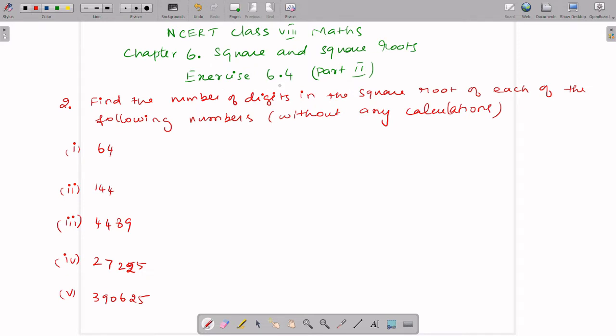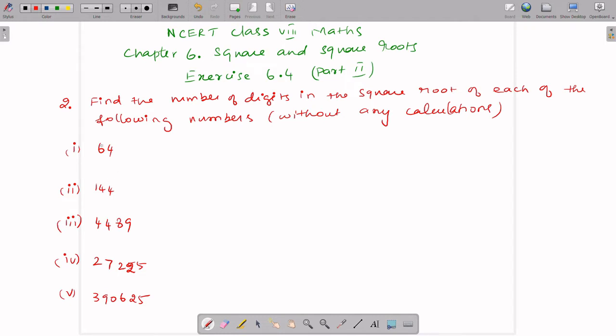Exercise 6.4, second problem. Find the number of digits in the square root of each of the following numbers without any calculations. That is, without using the prime factorization method or the long division method. Without using any of these calculations, we have to find the square root of these numbers. We have two methods for that. The already known method I'll give you first, with numbers like 64 and 144.